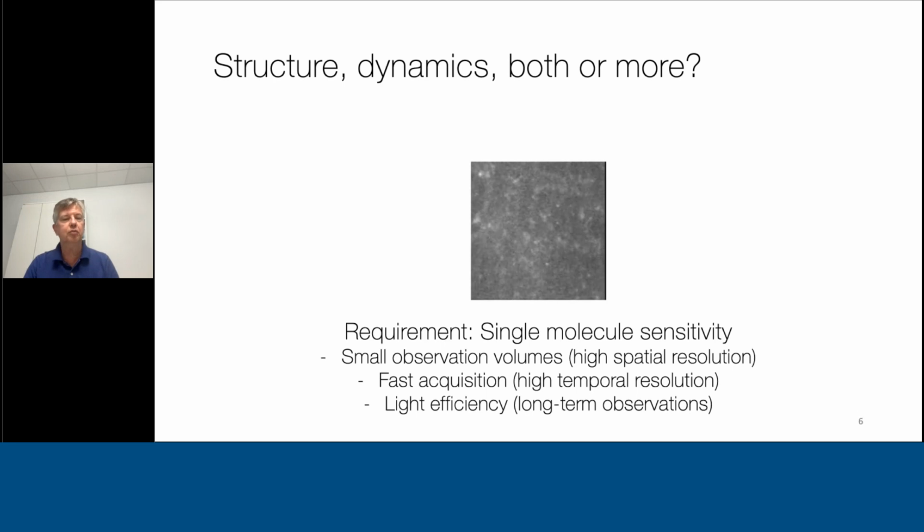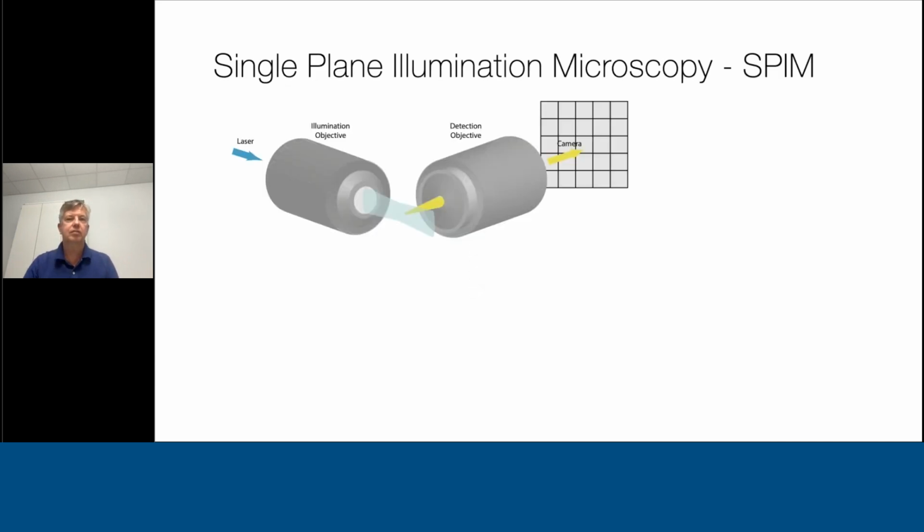And lastly, you want to be light efficient, because you want to observe fast, but also over a long time. The solution to that, as you can imagine already, is of course single plane illumination microscopy, or light sheet microscopy, where you have an illumination objective that creates a light sheet. That light sheet is basically like a knife. It cuts through your sample and illuminates one cross section of your sample. And then at 90 degrees, typically you have a detection objective with a high numerical aperture. This projects the fluorescence from your sample onto a camera.